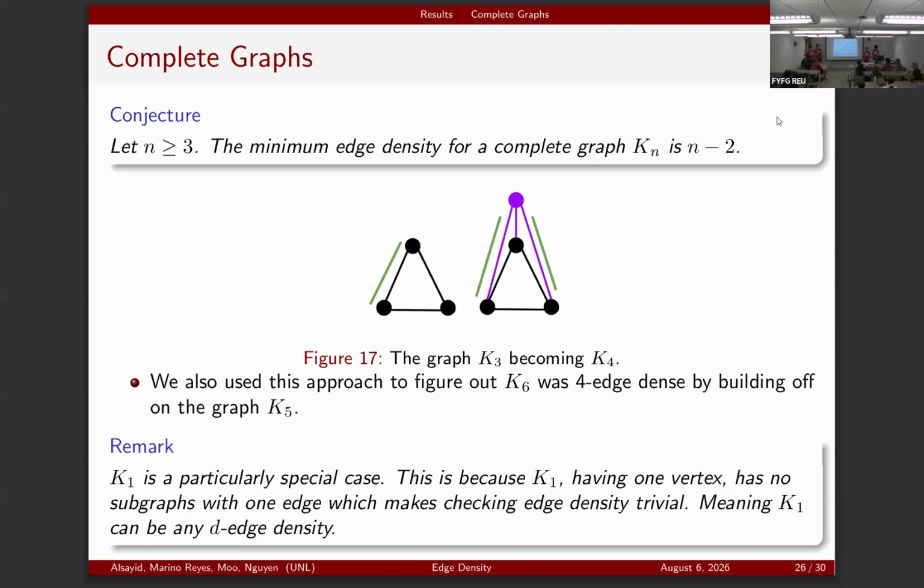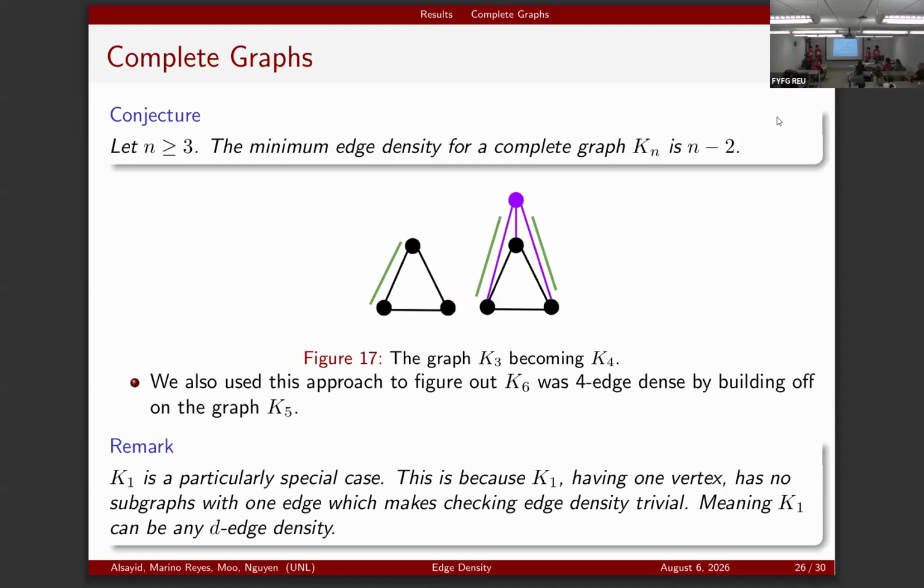And we also use this approach to figure out K6 was 4 edge dense by building off the graph K5. But we get more stuck on the higher complete graphs because in order to prove this, we have to prove like K 100,000 too. And you can imagine trying to do that by hand is very hard. So we tried proving it by induction, but that also proved to be super difficult, like cycle graphs. And so yeah, like Steven said, a lot of math would need to be done.